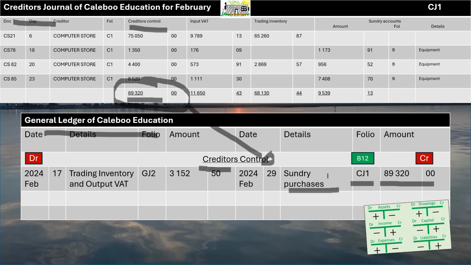Why did we credit this creditors control account? Because it was an increase in liabilities. I'm applying my rules. They're the rules.